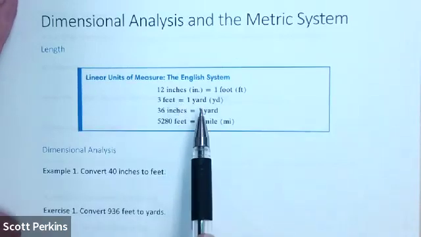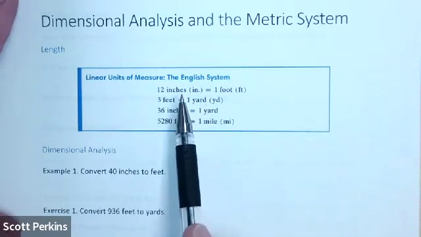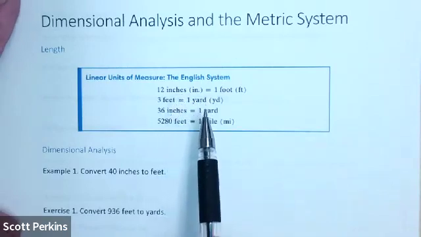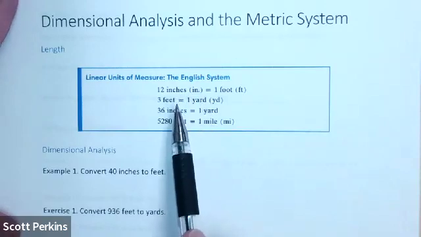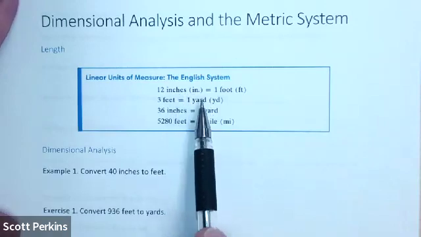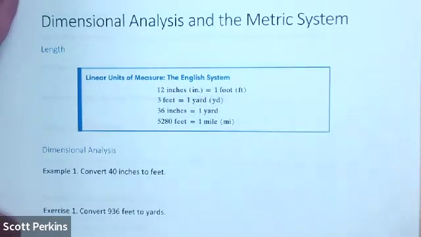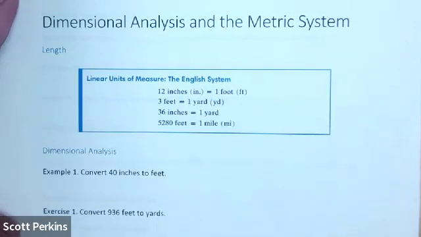These units right here are the main units of length in what's called the English system, or some books call it the US system, because we are the only country that uses this system primarily anymore. And so you can see there's really no rhyme or reason to what these conversions are. So we're going to have this skill called dimensional analysis to be able to convert.